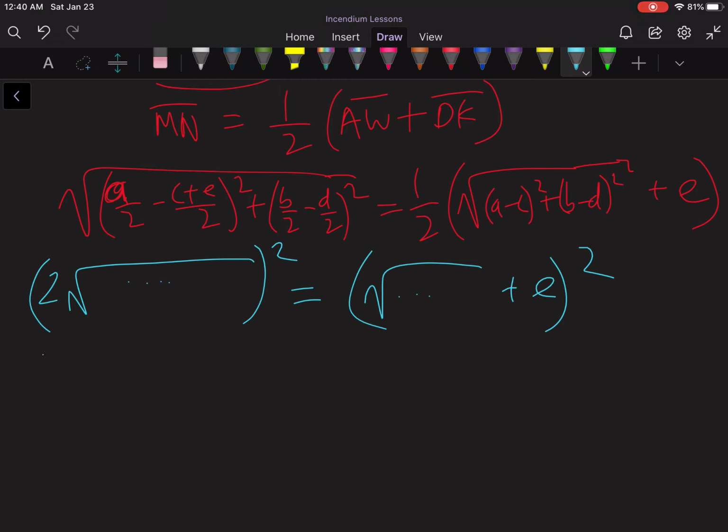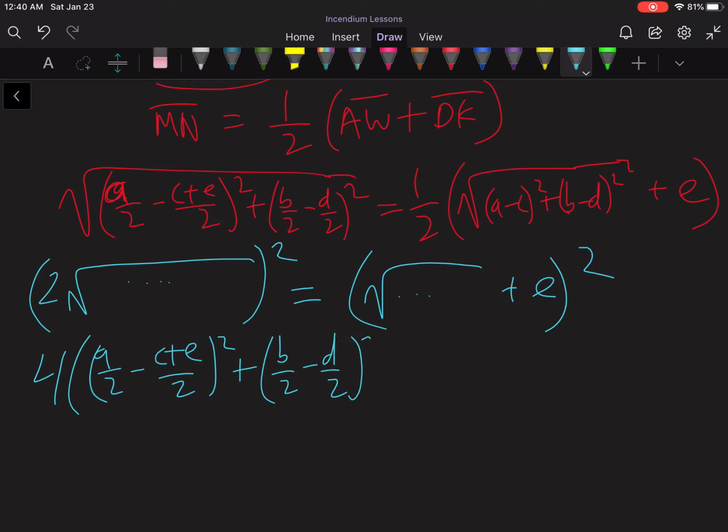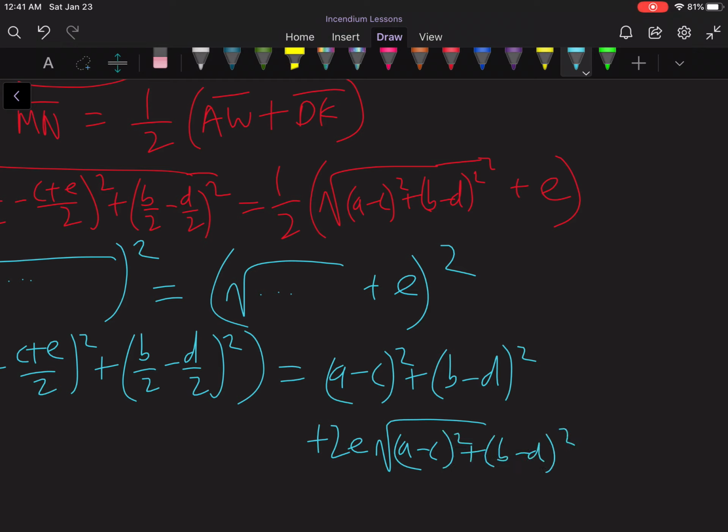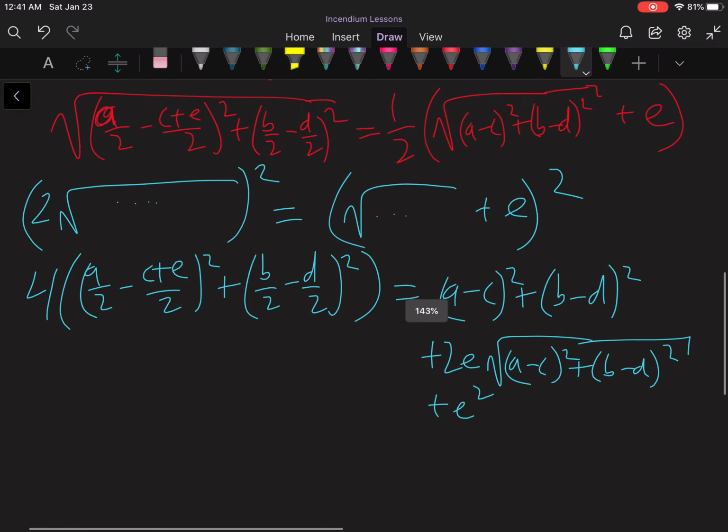So squaring the left-hand side, we get 4 times A over 2 minus C plus E over 2 squared plus B over 2 minus D over 2 squared. Equals, on the right-hand side, A minus C squared plus B minus D squared, plus 2E square root of A minus C squared plus B minus D squared, plus E squared.